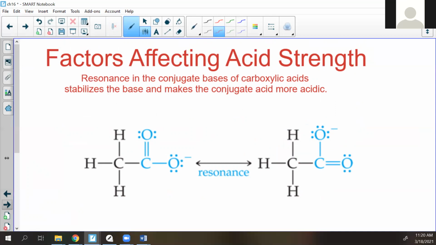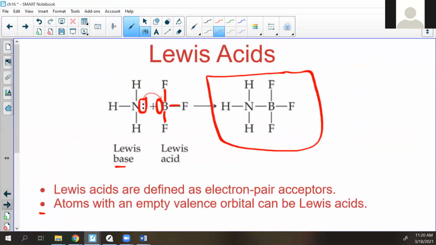This is not tested at all, but resonance in the conjugate base of a carboxylic acid stabilizes the base and makes the acid more acidic. I'm not going to spend 2 seconds on that.